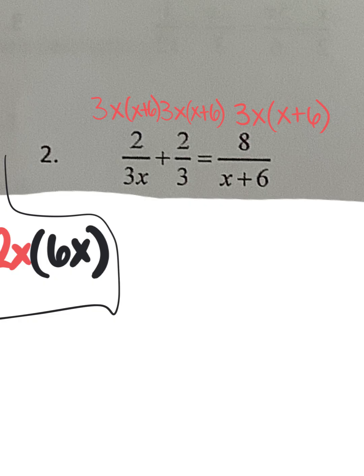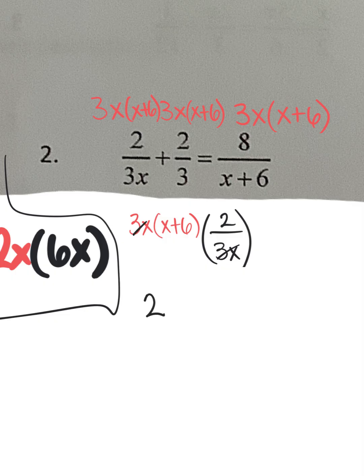All right, so if we've got 3x times x plus 6, and I'm going to multiply that by the first term, then that 3x cancels that one, so I still have my 2. And I still have x plus 6. It didn't get rid of all of what I'm multiplying by, but that part's okay. The denominator is now missing.